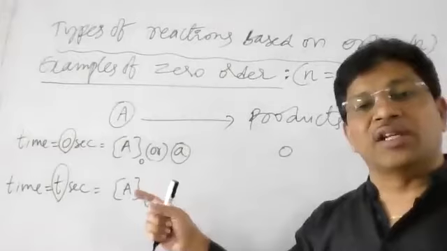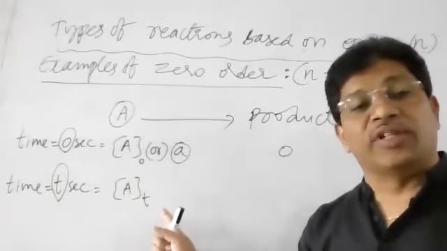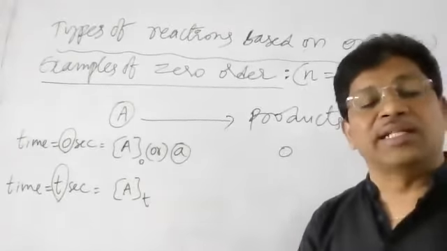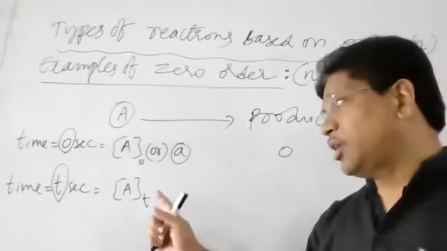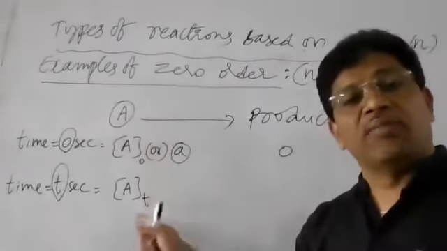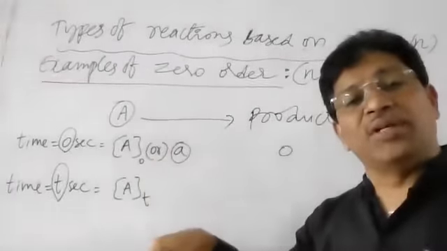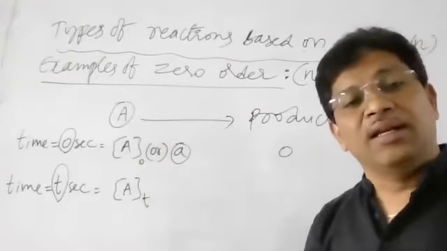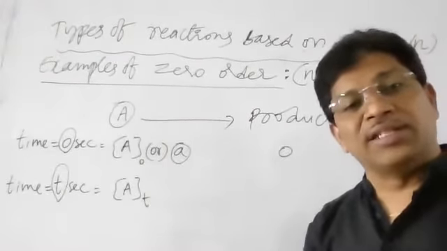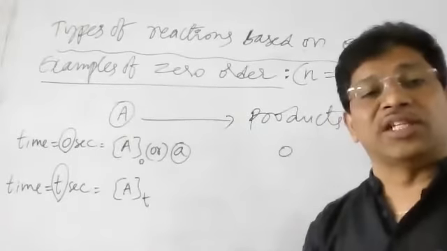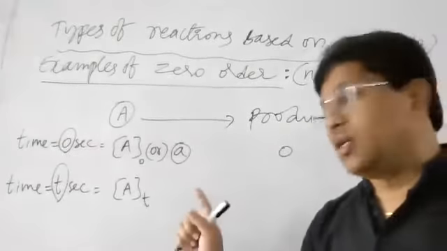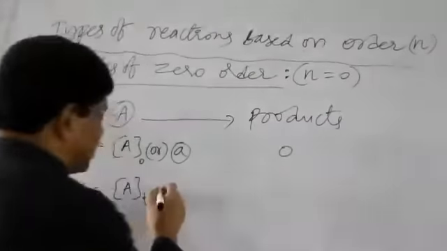So, initial concentration minus final concentration after t seconds will give delta A. Delta A indicates what here? In this case, generally final minus initial. But here, which is greater than which one? A naught is greater than A t here. Initial concentration is greater than final concentration after t seconds. That point keep in mind. After t seconds. Now, this A t will also be taken as what?